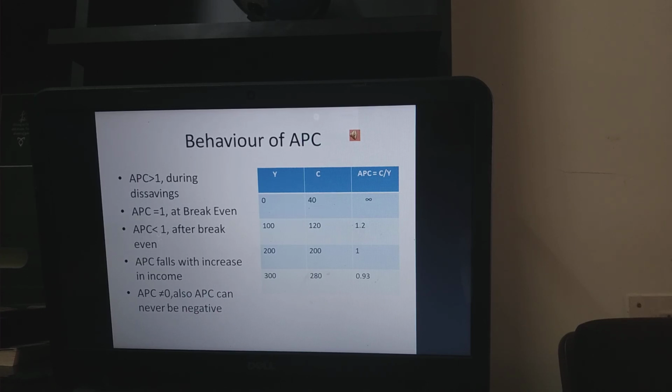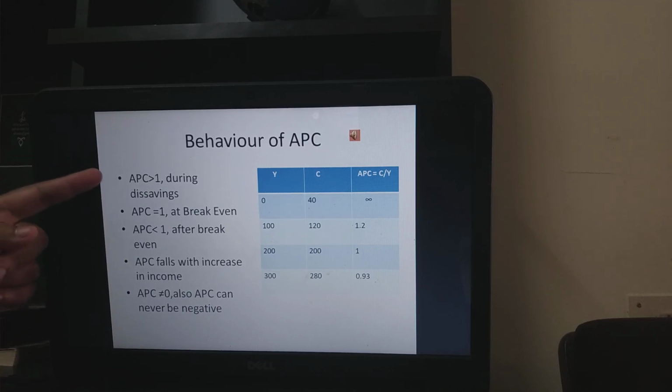Numerator doesn't become 0. APC is after all C by Y. So C doesn't become 0, so your APC can never become 0. Also, your consumption can never become negative, thereby APC can never be negative. Right? So that's the detail summed up there for you.